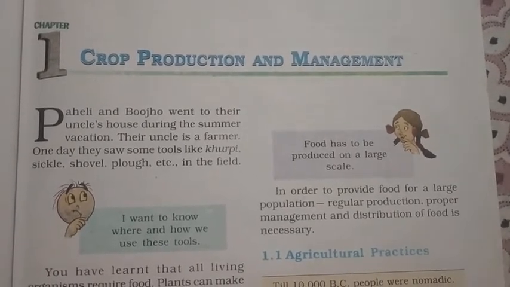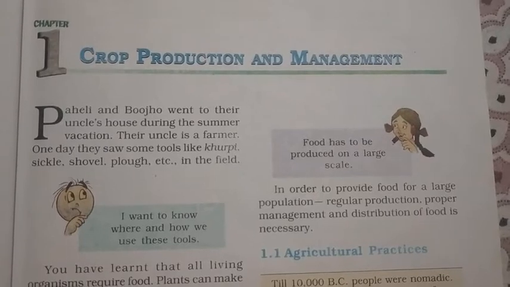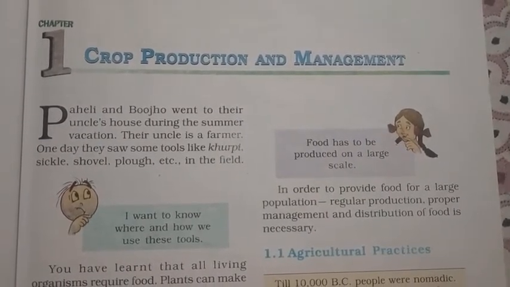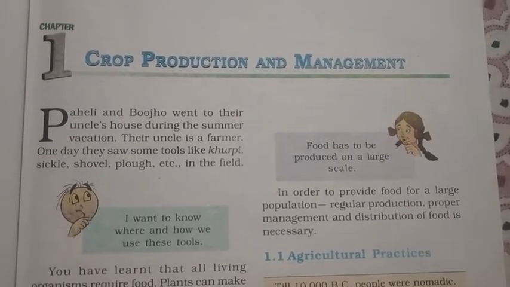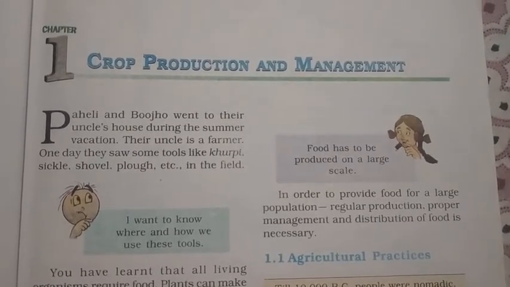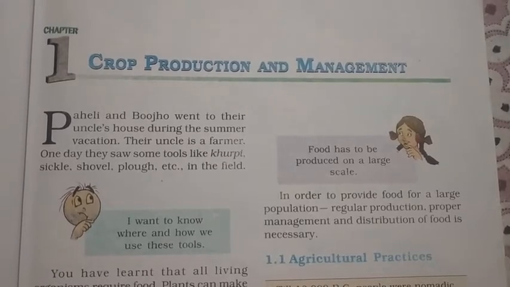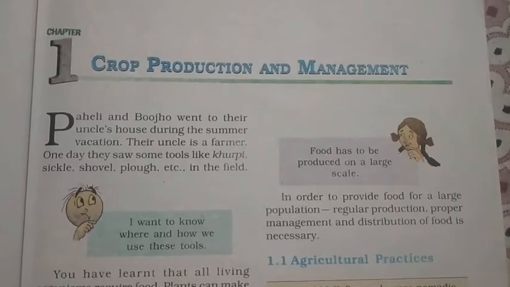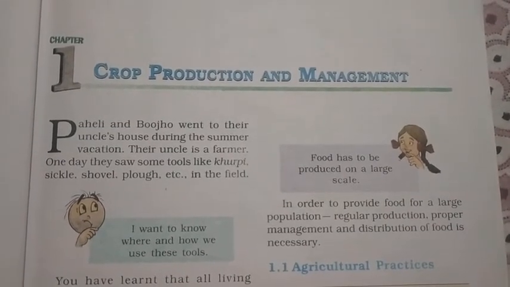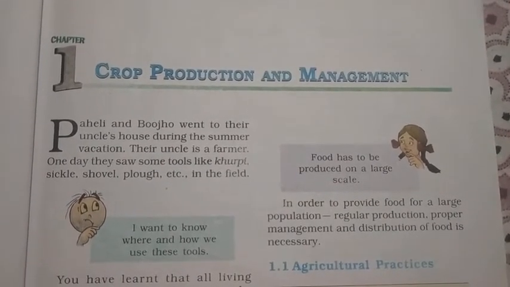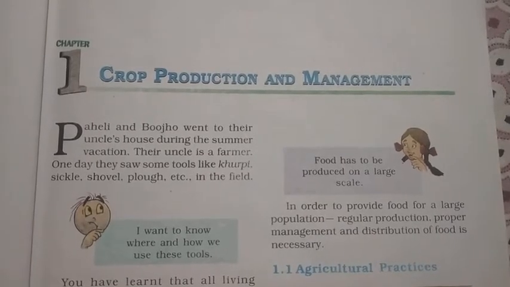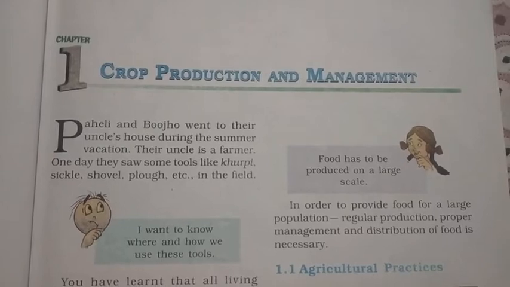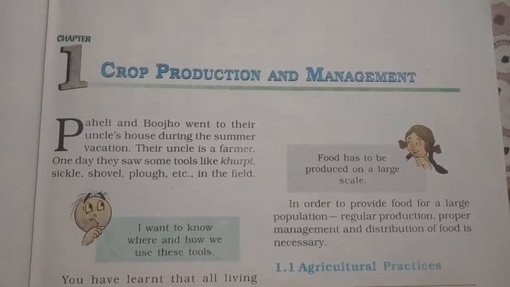So firstly we have learned the meaning of the crop, that is, plants of the same group are grown and cultivated at the same place in large quantity, that is called a crop. For example, wheat is one example which we grow in the field in large quantity, not just one or two plants. So if we grow plants in large quantity, that is considered a crop.